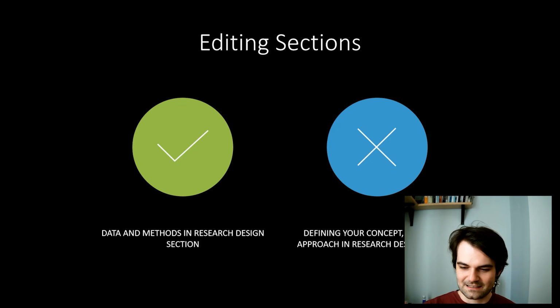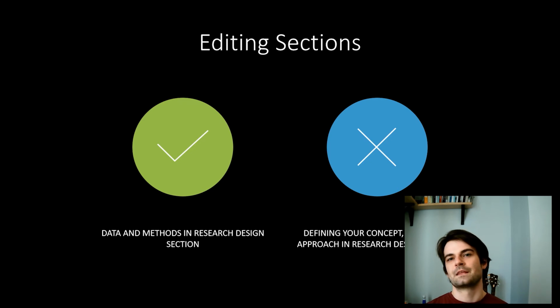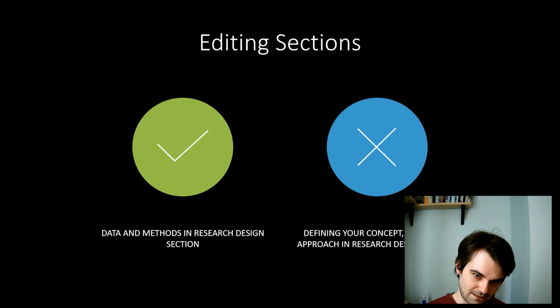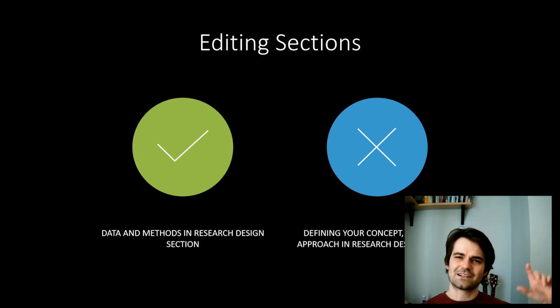Okay, last general piece of advice here, editing sections. This fits within what I was just talking about, and it's basically saying everything should be in the right place. You should talk about your data and your methods in the research design section. You're going to have to mention that in the introduction, but it shouldn't be fully fleshed out, like how I'm going to do the interviews, the interview questions I'm going to ask, the places I'm going to go, and the activities I'm going to watch. That shouldn't really appear so much in the introduction.